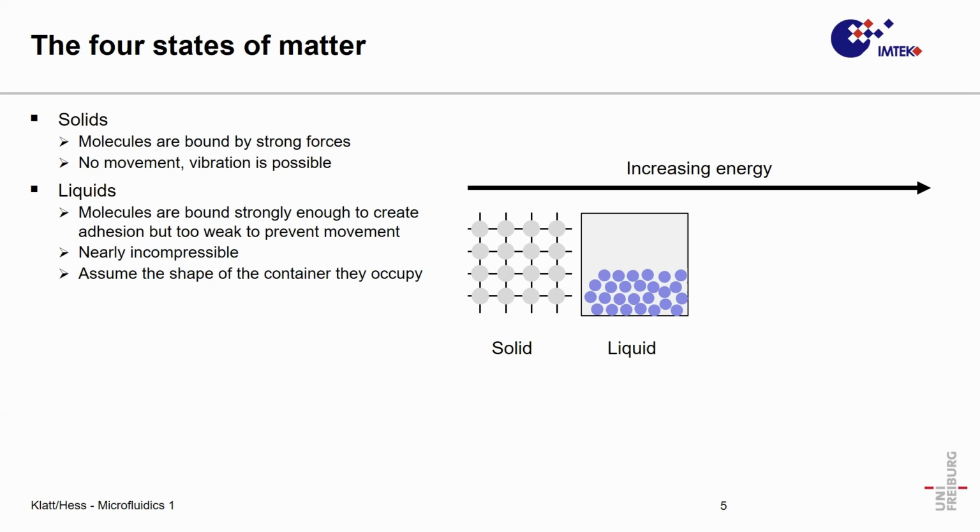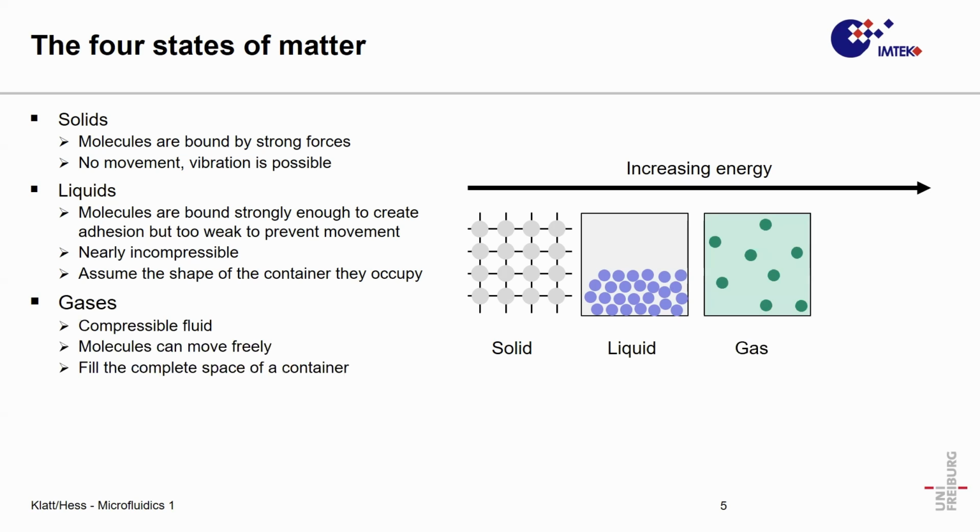And if we now increase the energy even further, the liquid becomes a gas. And you can immediately see that the gas is quite different from the liquid. The molecules are separated so they can move freely. And because there's so much space between those individual molecules, gases are compressible fluids. And one remarkable difference between gases and liquids is that the gas fills the complete space of the container it is stored in.